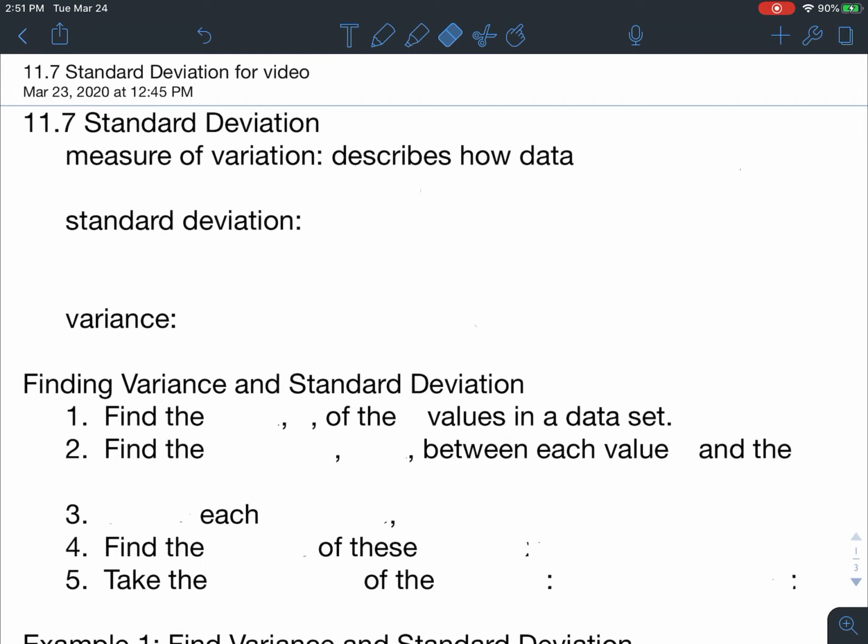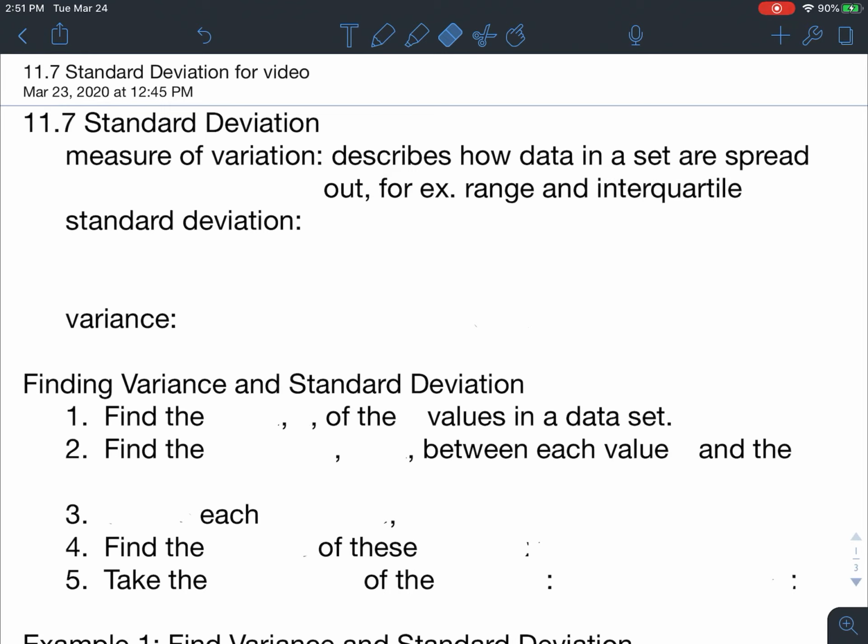A measure of variation describes how data in a set are spread out. Some examples of a measure of variation are range and interquartile range. Another one is standard deviation, and that's what we're going to talk about in this section.